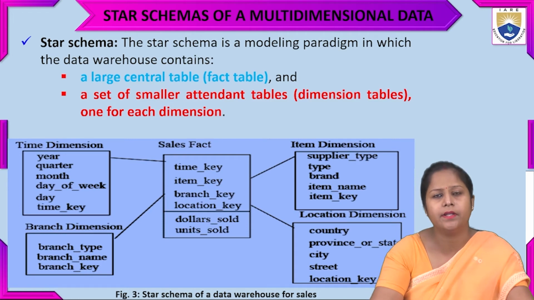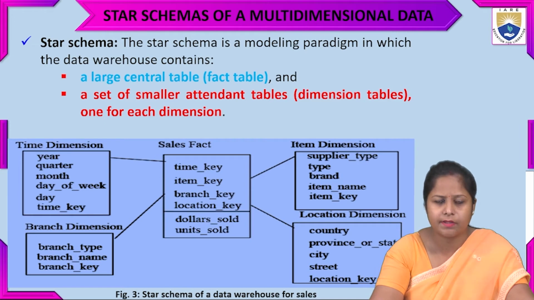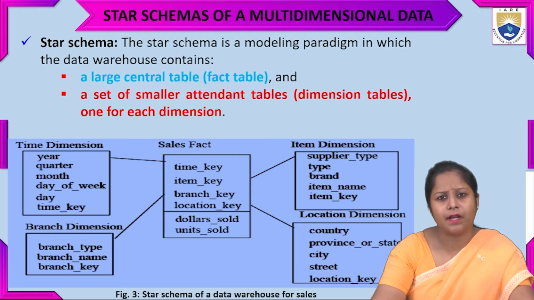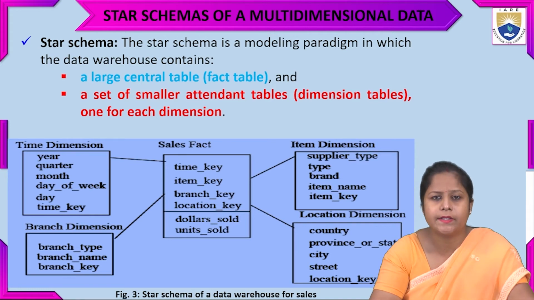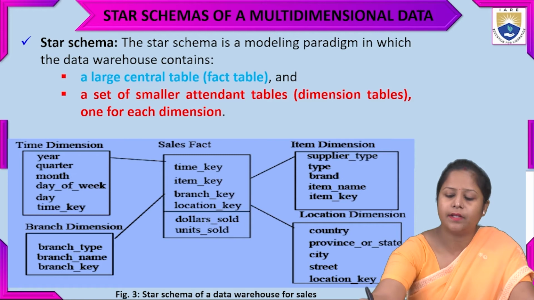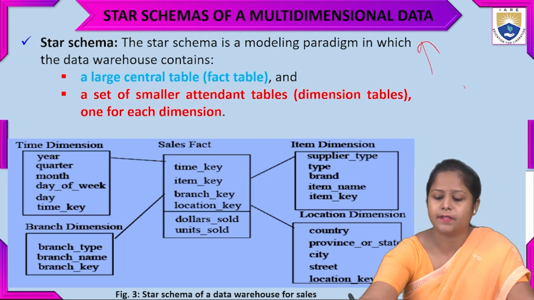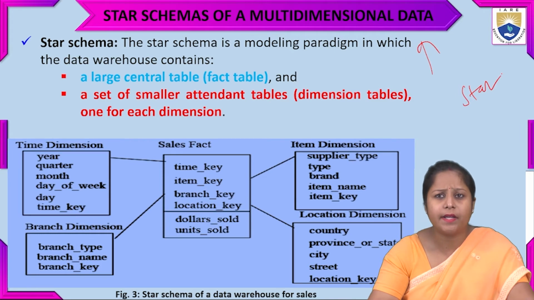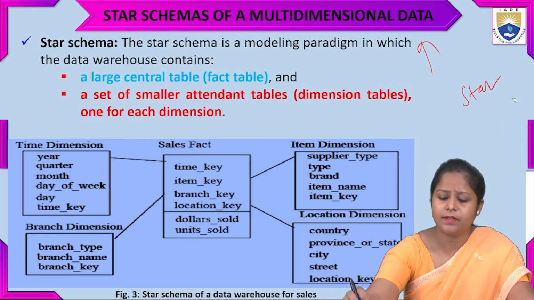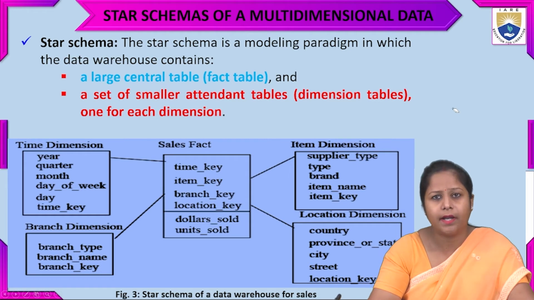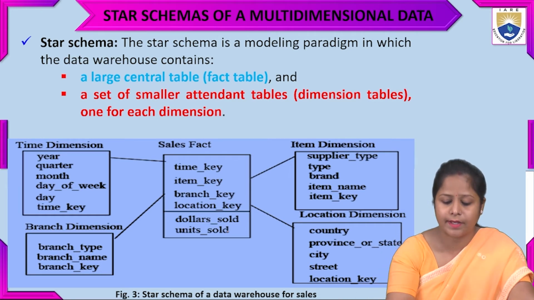For multidimensional data, there are two or three types of schemas, right? A schema is nothing but the abstraction of data. The first is the star schema. The data will be in the form of a star, that is, the mapping will be formed like a star. That is called a star schema. The star schema is a modeling paradigm in which the data warehouse has a large central table called the fact table.